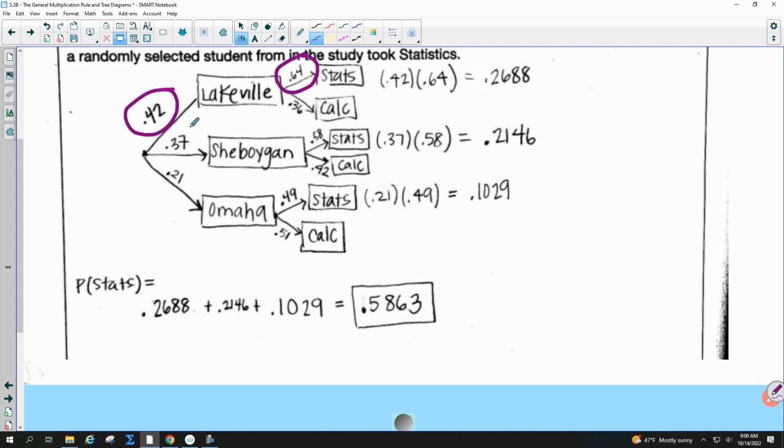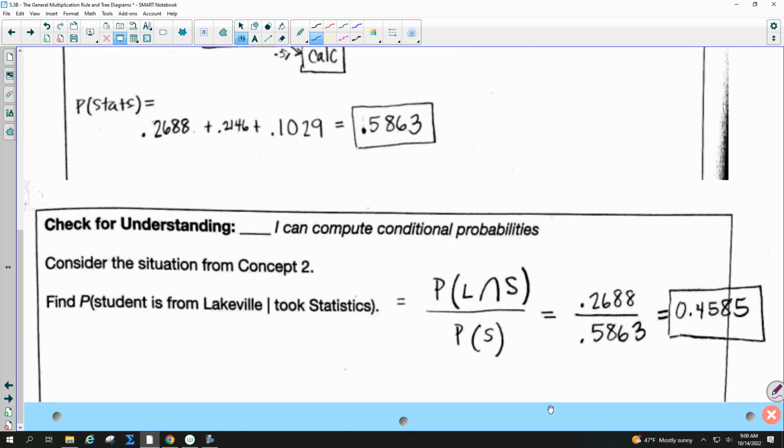All right, and then the conditional piece. So Lakeville and statistics divided by the probability of statistics. So in the top, just multiply Lakeville times statistics. I probably should have written those two things I multiplied by, divided by the 59%. You get about 46%. Any questions? All right, go ahead and pass that over.